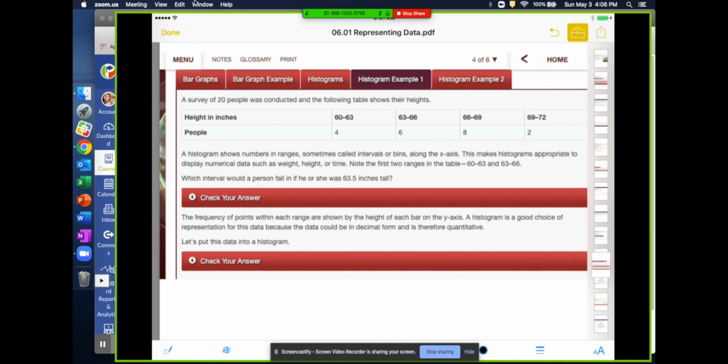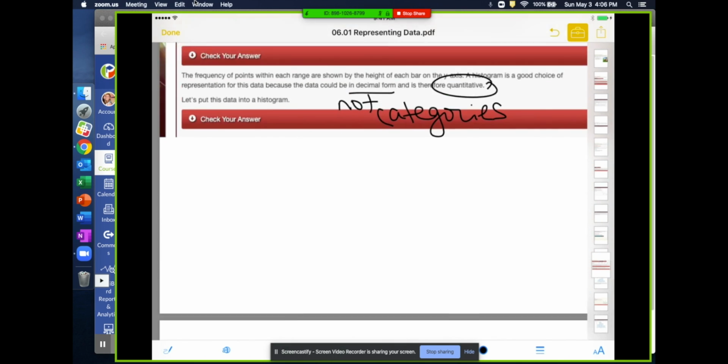Note the first 2 ranges in the table, 60 to 63 and 63 to 66. Which interval would a person fall in if he or she was 63.5 inches tall? Well, that's definitely going to be the second group, because starting at 63, 63.5 is larger than 63. So it's going to fit in that 63 to 66 bucket. It also explains that I would use a histogram because this is quantitative data. Using this, I can have decimals, and it's definitely not categories, so this is going to be quantitative data.